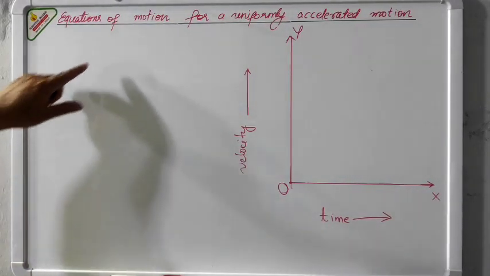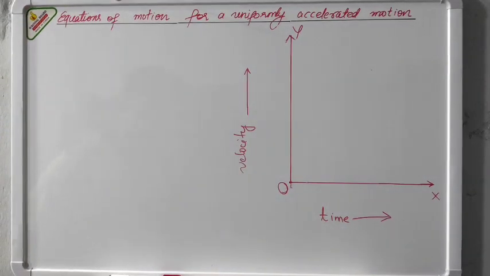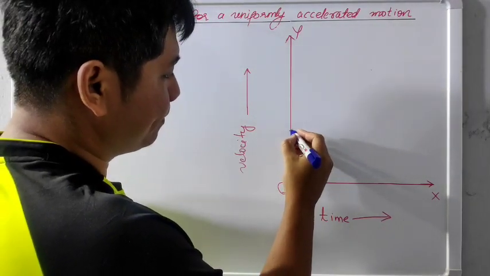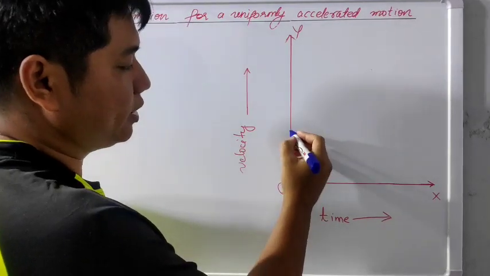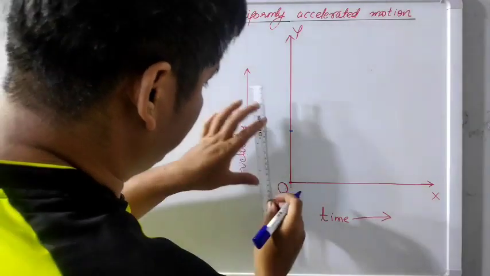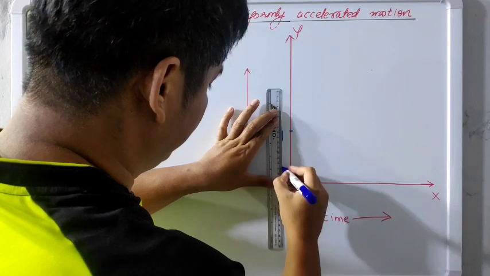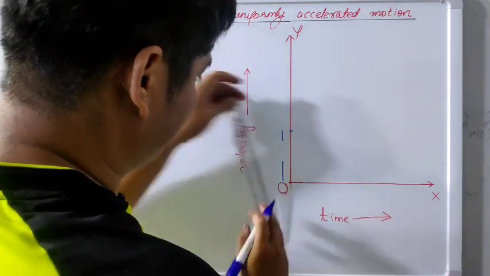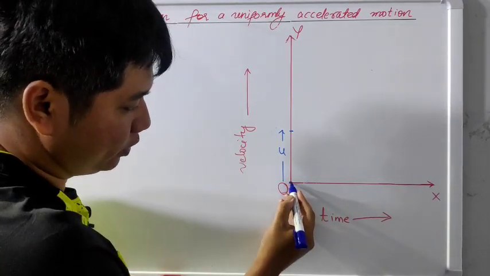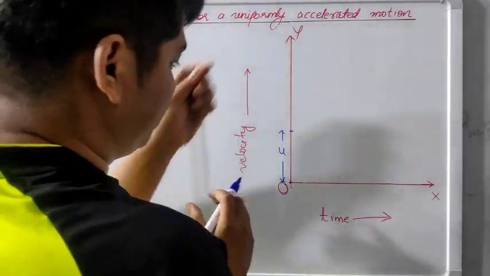So the first one, let me try to prove the first one. v equals u plus at. According to the consideration, the initial velocity is u. Let this be the initial velocity. It starts from u. So the velocity at time equals 0 will be u. The height of this point will be u. Initial means time equals 0.